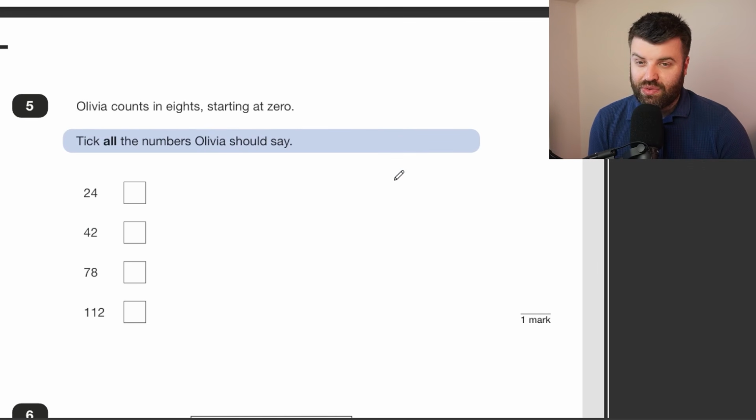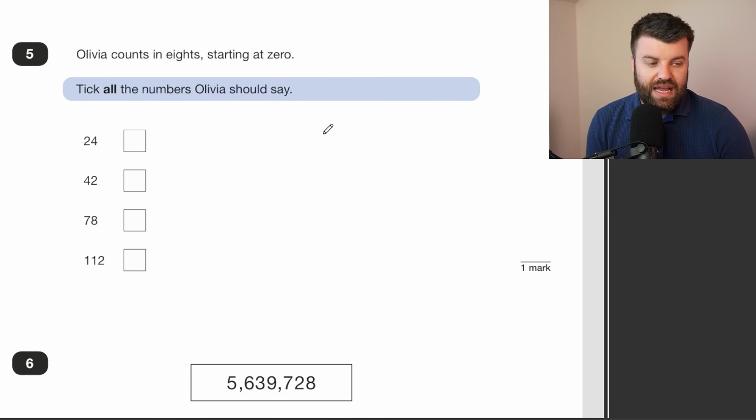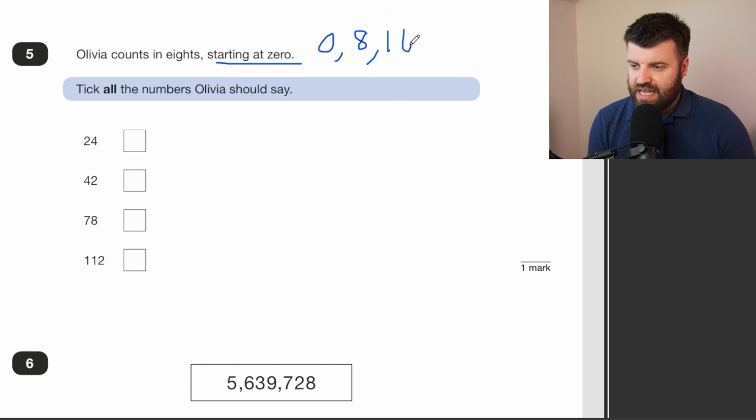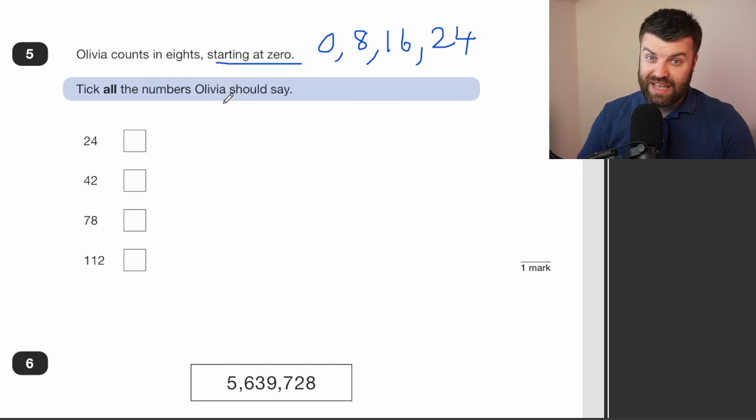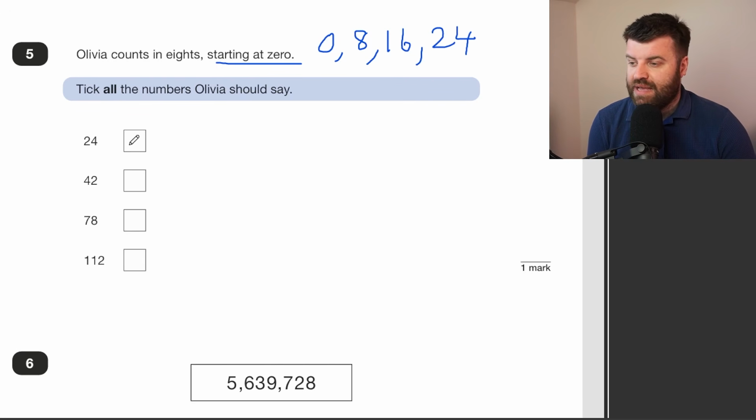But if you're confident with your coordinates, quite a simple question. Olivia counts in 8s starting at 0. This is just a fancy way of saying Olivia says her 8 times tables, because everything starting from 0, if I add on 8, is going to be my 8 times tables. Tick all the numbers Olivia should say. Again, just a different way of saying tick the numbers in the 8 times table.